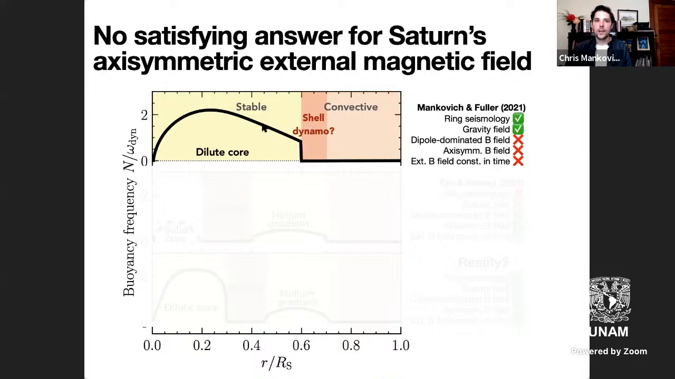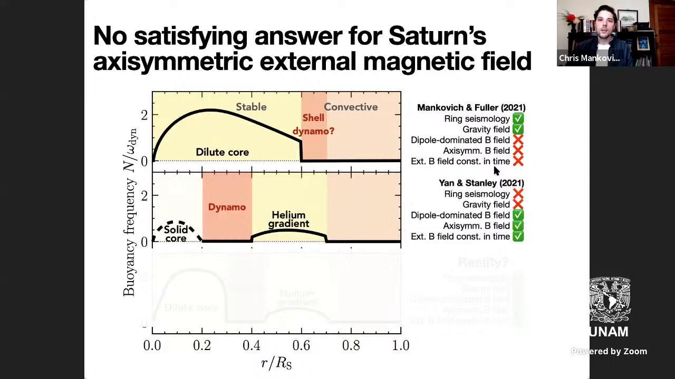We have a stably stratified dilute core. If you go too far out in the planet, you're no longer electrically conductive, and so no dynamo action is possible. So this model that we put forward might only leave a thin region where it's no longer convectively stable. So it's undergoing convection, but the electrical conductivity is still high enough that some dynamo action is possible. This kind of shell dynamo might not be able to explain an external magnetic field that is axisymmetric or dominated by the dipole component, which Saturn's magnetic field is, or is constant in time, which Saturn's magnetic field appears to be.